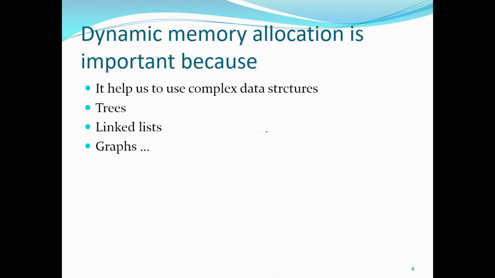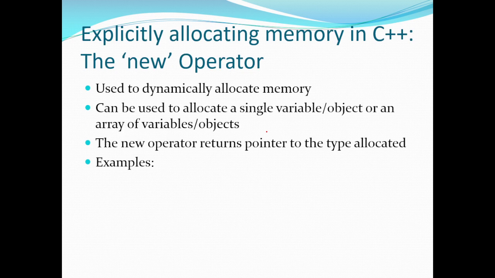Dynamic memory allocation is so important because it will help you in the future. We will use complex data structures like trees, linked lists, graphs, and also object-oriented programming. So every time, you will see dynamic memory allocation.